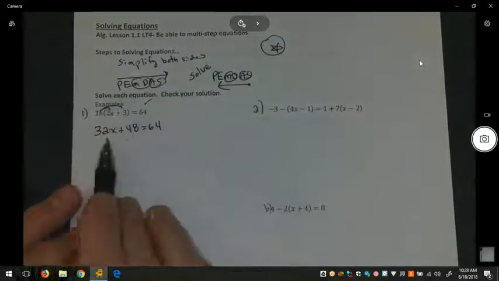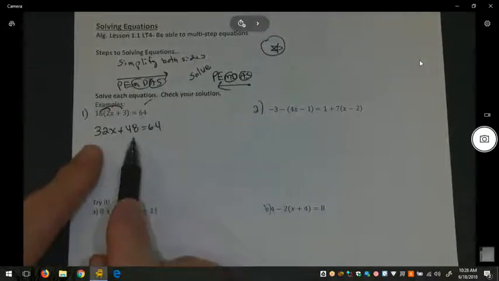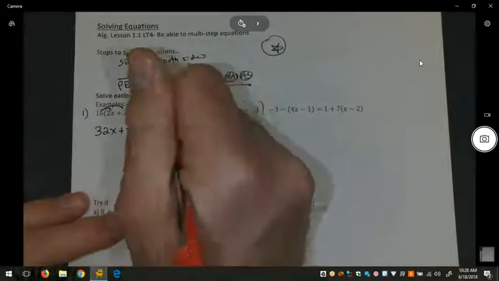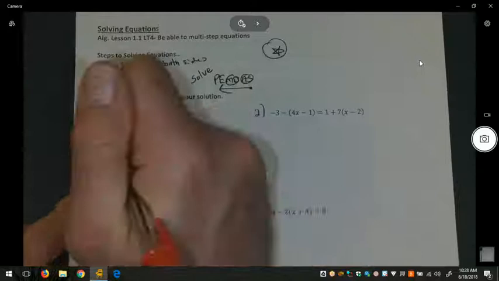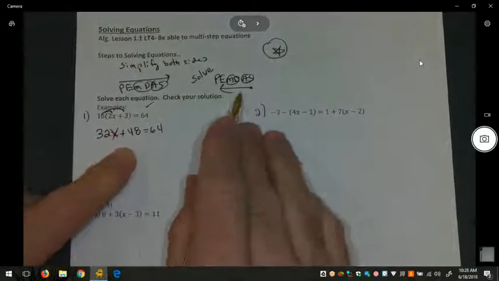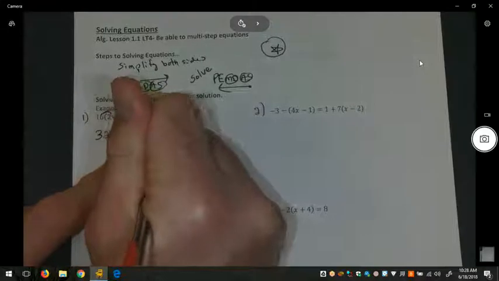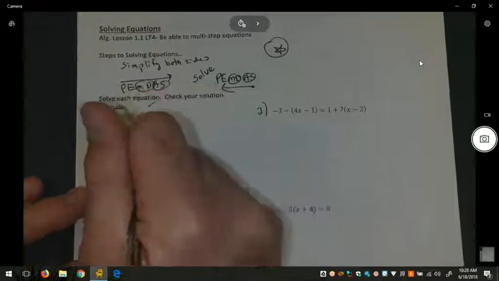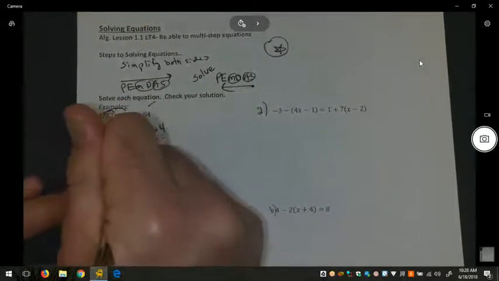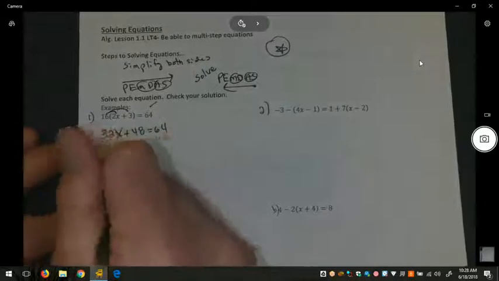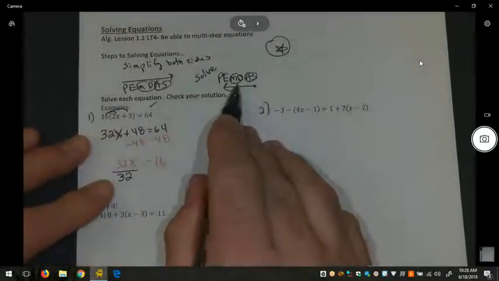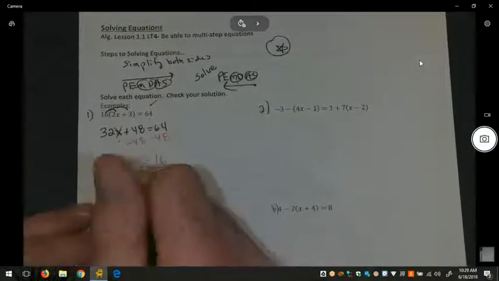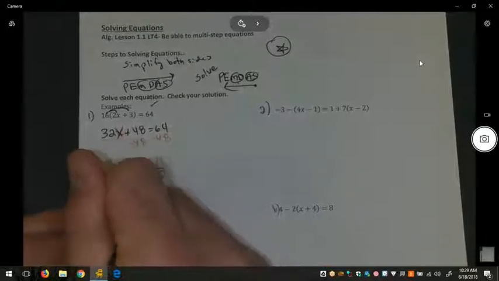So right now I just simplified. There's nothing else I can do on the left. These cannot be combined. So now I'm ready to undo PEMDAS. So I undo addition and subtraction first. My goal is to get x by itself. Undo addition and subtraction first by subtracting 48 from both sides. When I do 64 minus 48, I get 16. Now I'm going to divide by 32 to undo the multiplication. x equals 16 over 32, which reduces to 1/2.